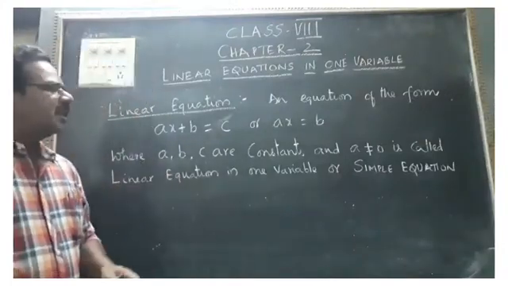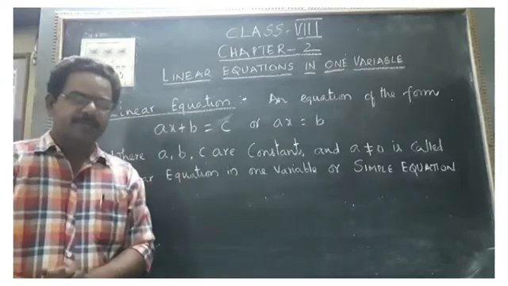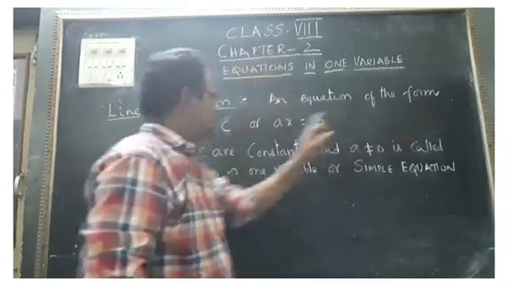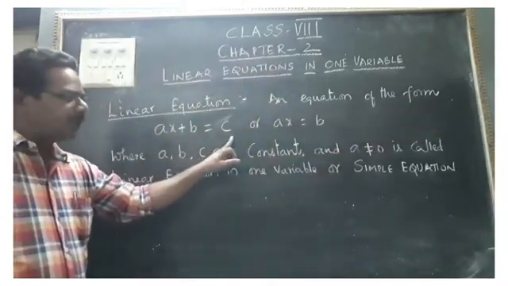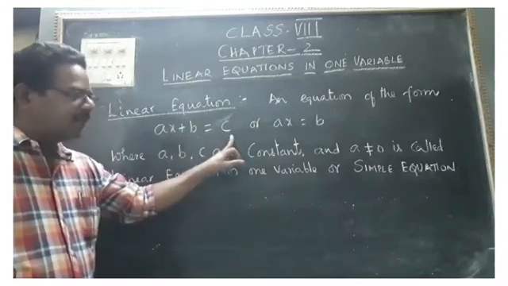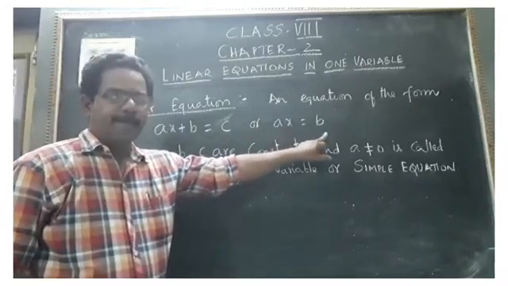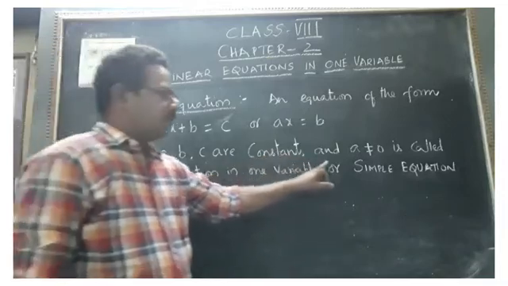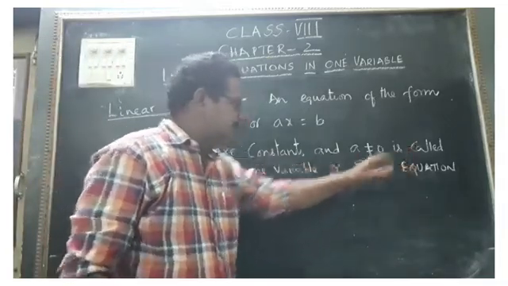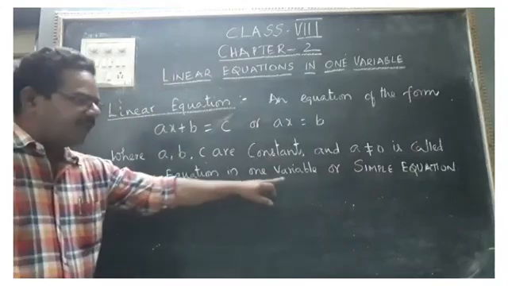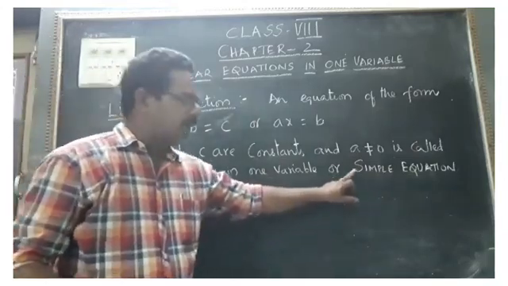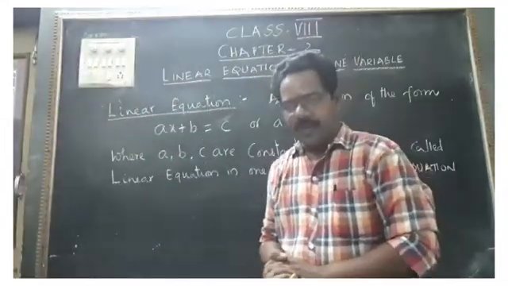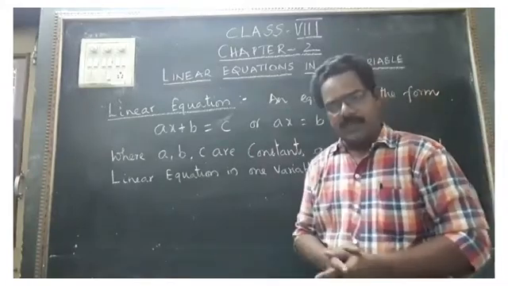Now we shall discuss the definition of a linear equation. Definition: an equation of the form ax plus b is equal to 0, or ax plus b is equal to c, or ax is equal to b, where a, b, c are constants and a should not be equal to 0, is called a linear equation in one variable, or simply a simple equation. Understand? So linear equation in one variable and simple equation are both the same.